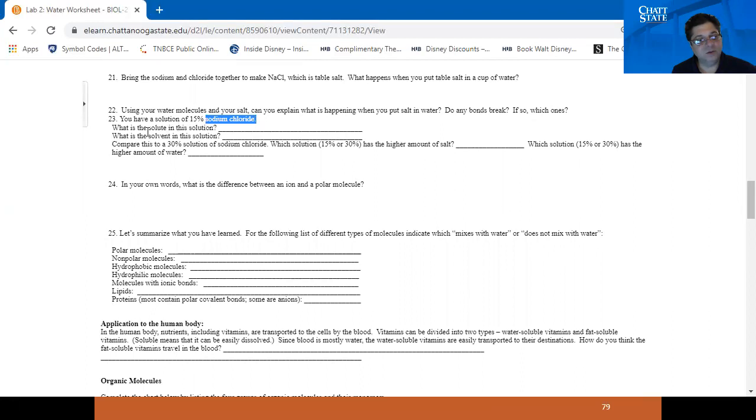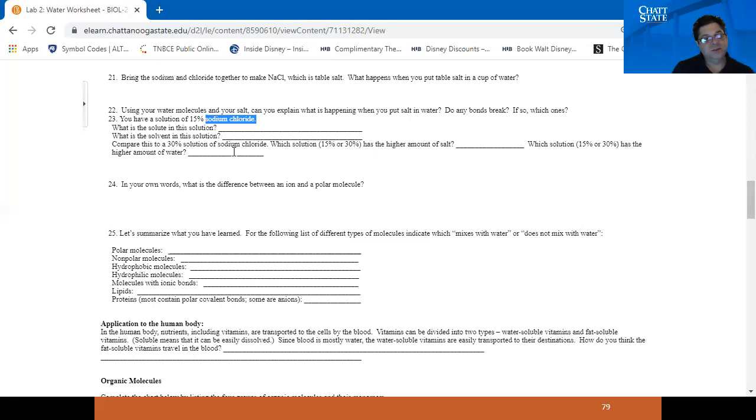So that word solute, get used to hearing that. We're going to hear it a lot today, that's for sure, for our third lab. The solute is whatever you put in water, to be simple about it. In this case, they're talking about a 15% sodium chloride solution.